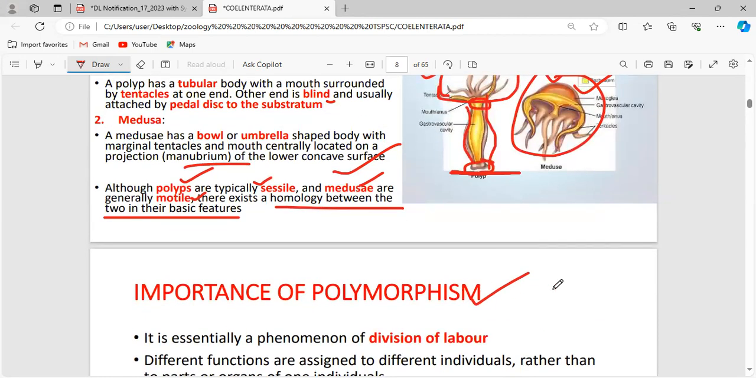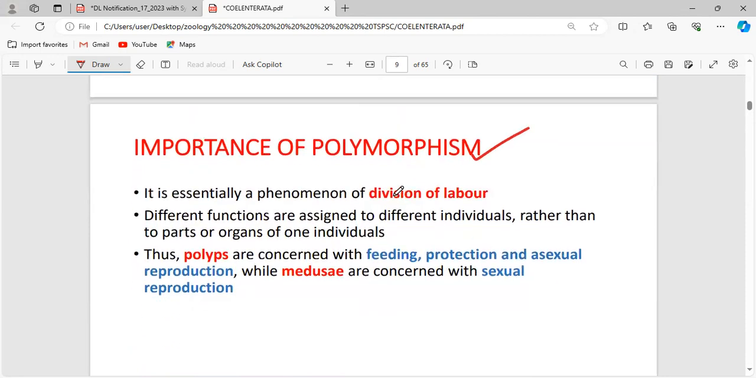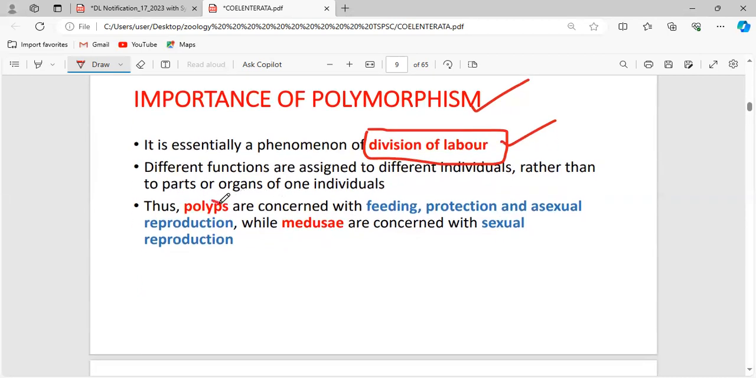That is why it is called polymorphism. And what does this polymorphism ensure? The main motto or vision of polymorphism is to ensure the efficient division of labor. See, the polyp is concerned with feeding, protection, and asexual reproduction.